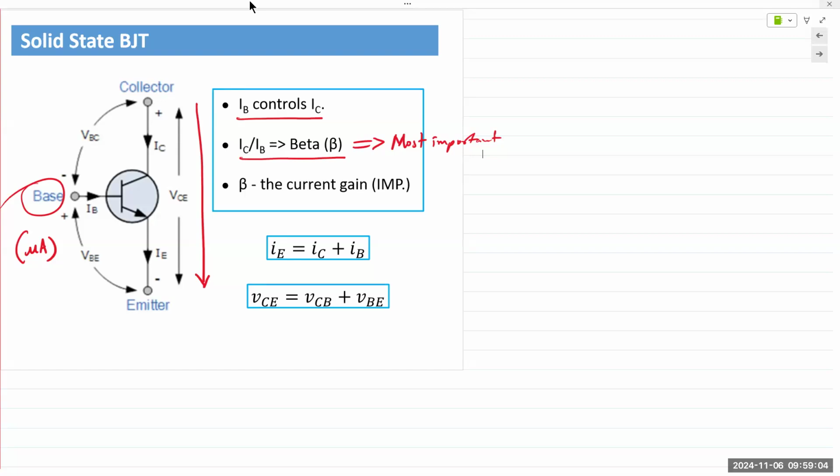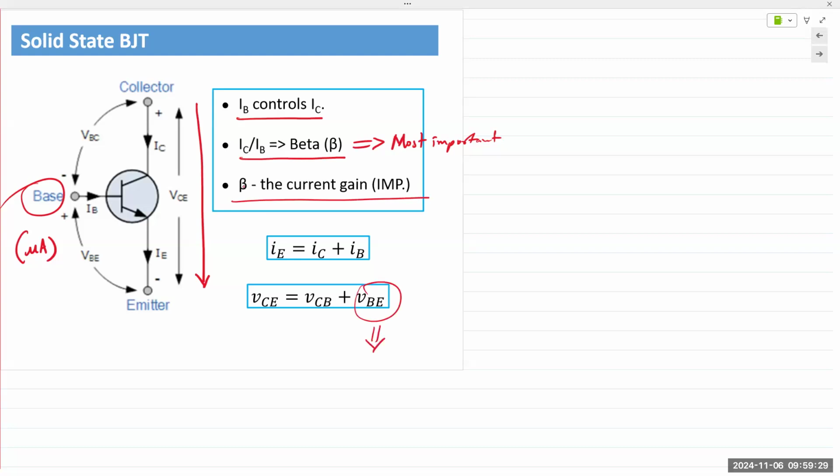All right. So beta is defined as the current gain. It's again the most important parameter on the spec sheet of a BJT. And then we can write an equation for IE and VCE. IE, the emitter current, is the sum of IC and IB, and VCE is the sum of VCB and VBE.